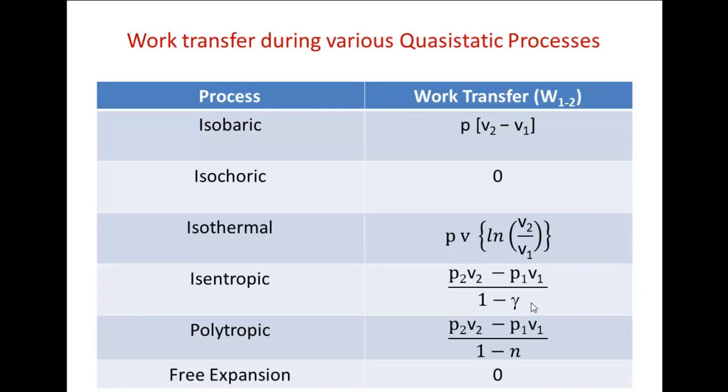For a polytropic process, the index of expansion is n, so we can replace gamma by n. Work transfer during a polytropic process is P2 V2 minus P1 V1 divided by 1 minus n. And remember, all these processes are quasi-static processes. Only if it is a quasi-static process can we apply this integral PdV or area under the curve to determine the work transfer. And finally, we have discussed the free expansion process. For a free expansion process, work transfer is 0 because the expanding gas does not face any resistance. Vacuum does not offer any resistance. Therefore, for a free expansion process, work transfer is 0.